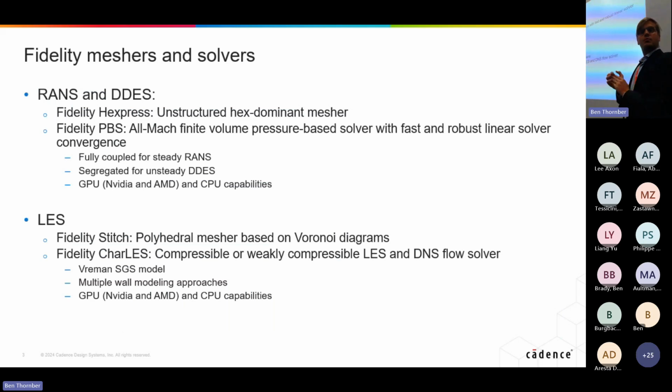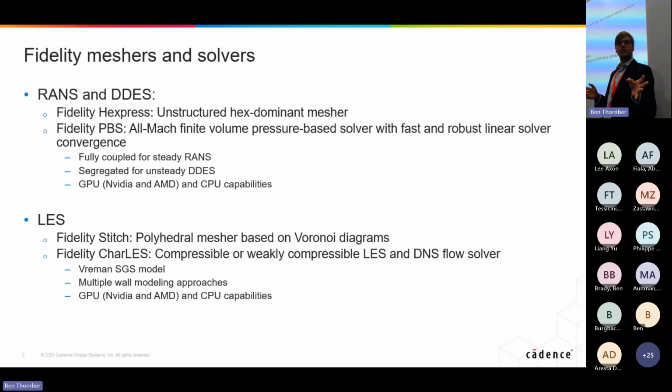Right. Just a brief word on the technologies used here. So when we're not using the workshop grids, we're using Fidelity HexPress grids, which is basically unstructured octree-based hex-dominant meshing. For the RANS and DDES solver, we're using our Fidelity solver, which is an all-Mach finite volume pressure-based solver with coupled for steady-state, segregated algorithms for transient simulation.